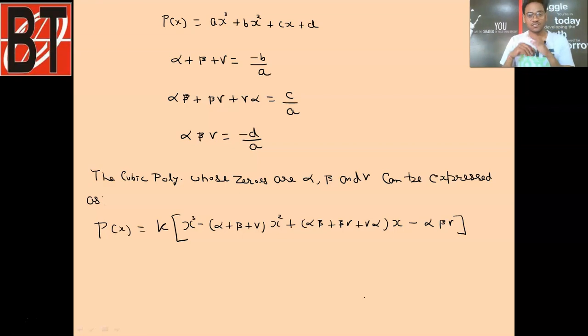Clear? Students, you can remember it in this way. You can observe here that the signs occur alternately. The coefficient of x cube is positive, then the coefficient of x square is negative, then the coefficient of x is again positive, and then the last one, the constant term, is negative. Clear students? So try to remember this. So let's start questions based on that. See, we'll start with the very first question.